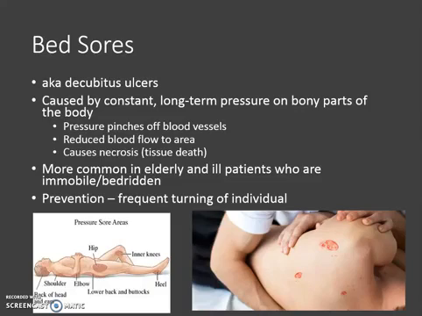One type of skin injury is called bed sores, also called decubitus ulcers. Bed sores are more common in elderly patients or people who are ill and not able to move around very well on their own. So typically people that are stuck in bed and not able to adjust their body. What happens when a bed sore forms is that constant long-term pressure on a bony part of the body pinches off blood flow to the area.